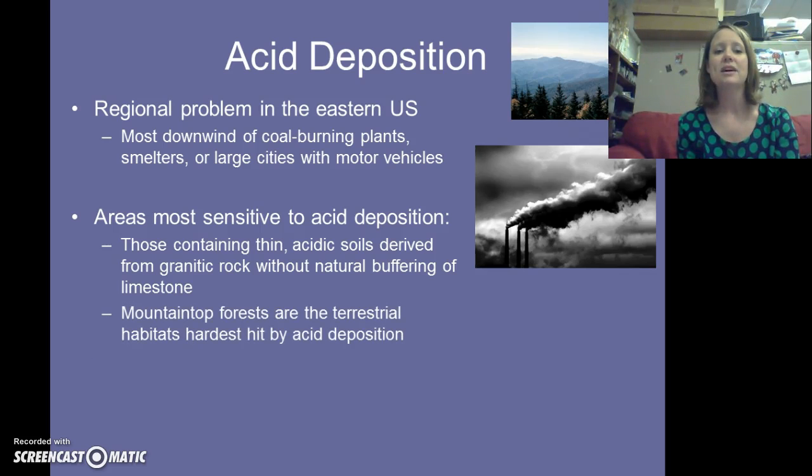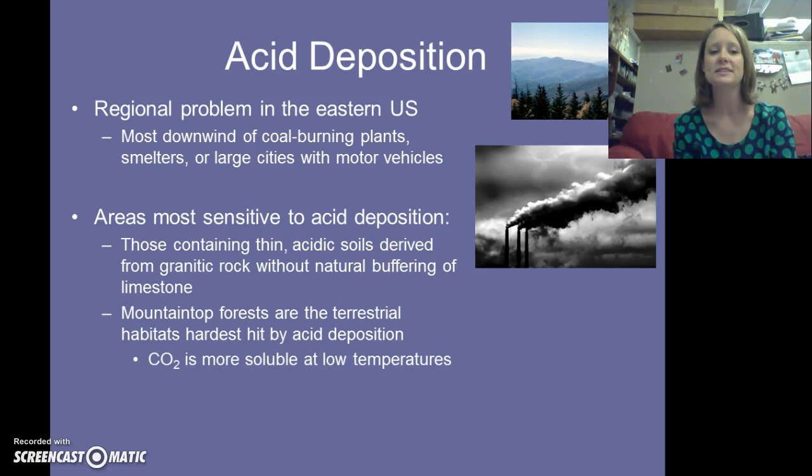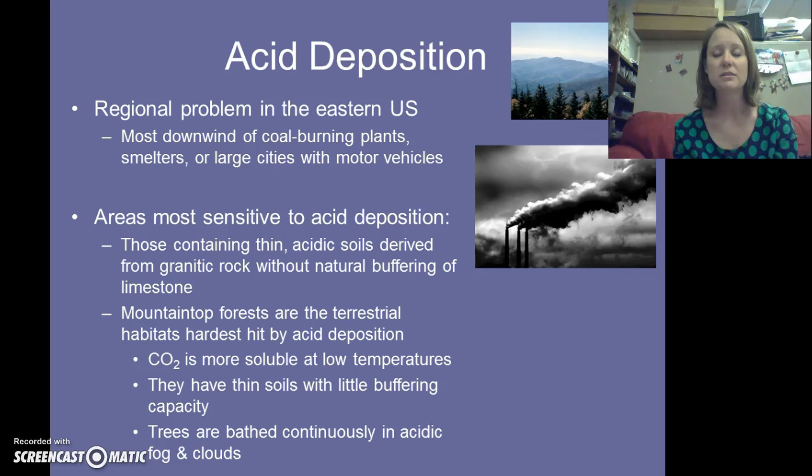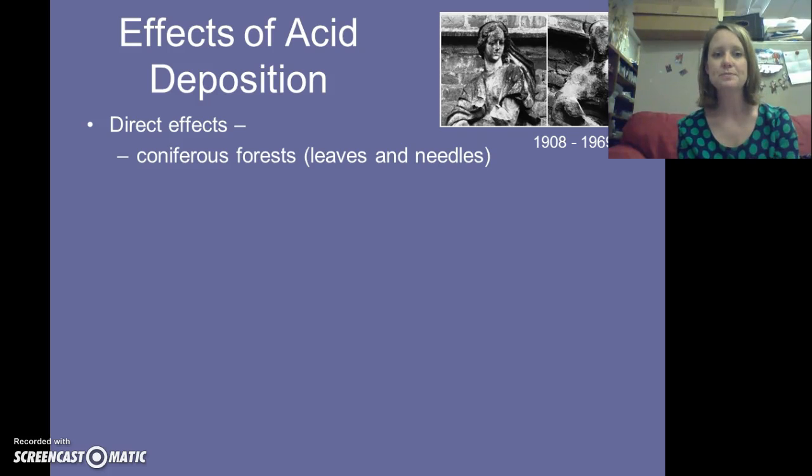So what happens is our mountaintop forests tend to be hit the hardest. They're going to block the clouds and they're going to get more of that acid deposition. And also on top of that, carbon dioxide is more soluble at low temperatures. So at those higher altitudes, your rain is already going to be naturally more acidic. And so those trees are sitting in the fog, they're sitting in the clouds at their high altitudes, and they're going to be affected by that acid deposition.